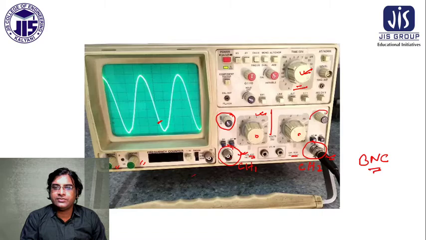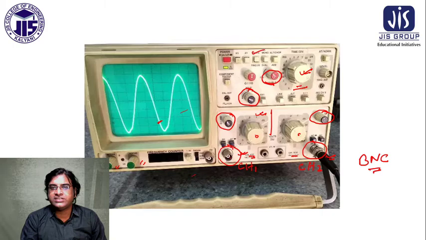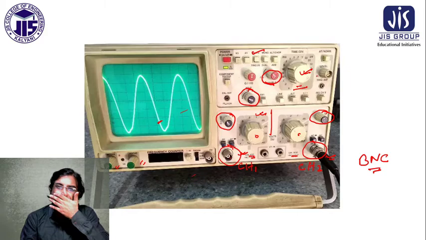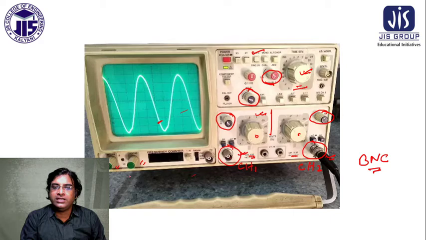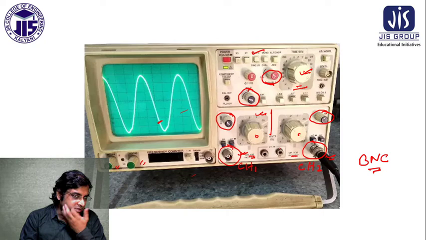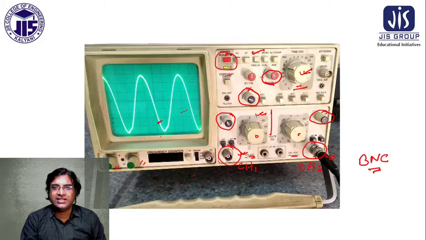There is a hold-off, which is very important. There is a calibration knob, and there is a mode for channel 1 and channel 2. If I press it, then channel 1 and channel 2 both work. If I do not press it, only channel 1 is working. So these are very important fundamental knobs. And this is the power switch, naturally. These are very important, and that's why I'm presenting them.